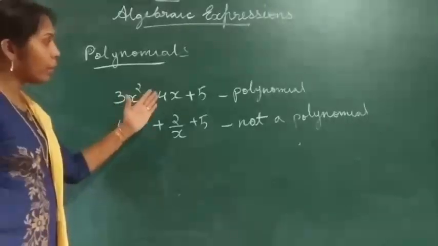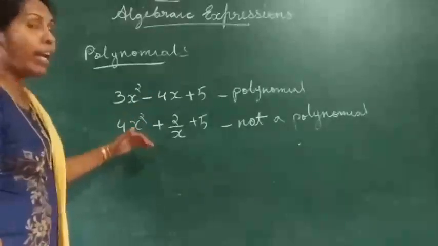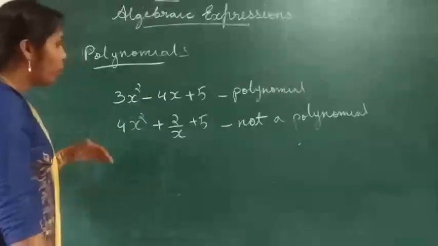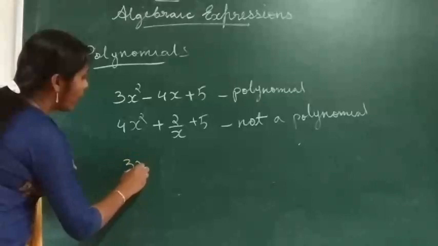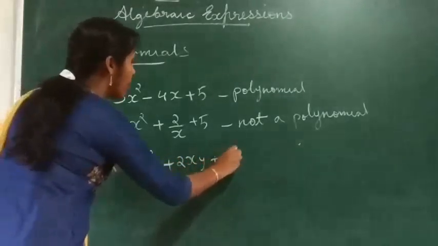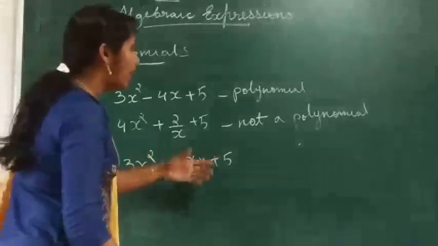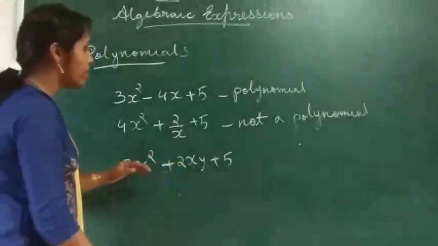Here these are polynomials in a single variable, that is x. We can also have polynomials in more variables, like 3x square plus 2xy plus 5. This is a polynomial in two variables, x and y. And we can also have more than 2 variables in polynomials.